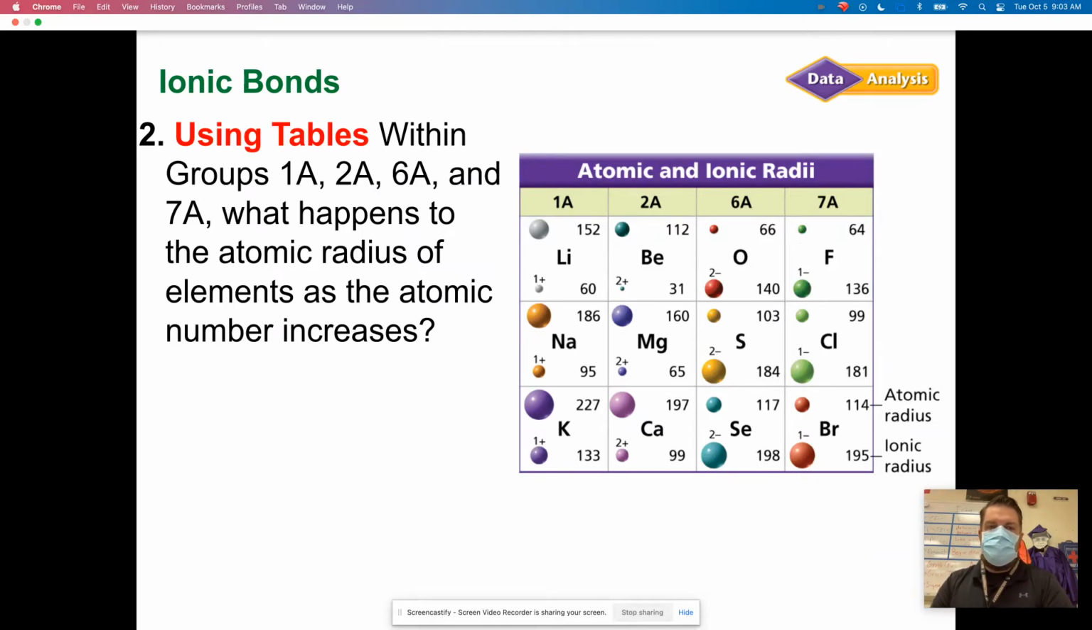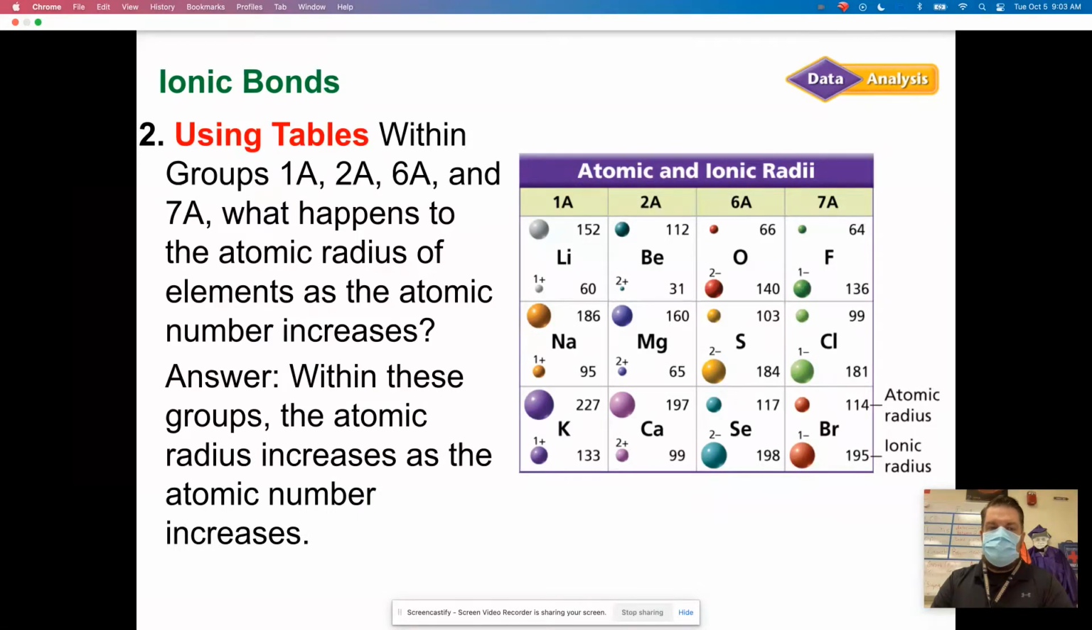Within the groups 1A, 2A, 6A, 7A, what happens to the atomic radius of the elements as the atomic number increases? Well, in that case, within the groups themselves, the atomic radius increases as the atomic number increases. In other words, what they're saying, we start off with 152, so lithium has an atomic radius of 152 and an ionic radius of 60. Then when I go to sodium, I have an atomic radius of 186, and then an ionic radius of 95. So these numbers increase, okay?